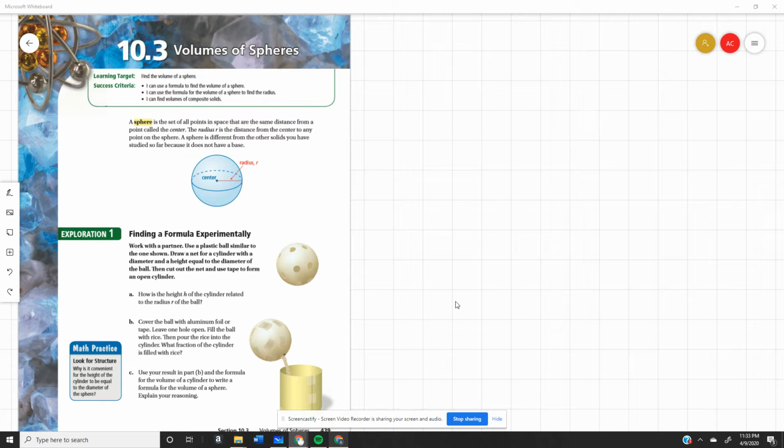A clock. A clock. The clock's not really a sphere, Morgan. Sorry, that's a circle.